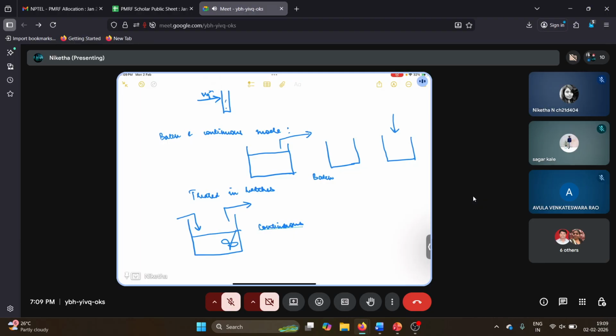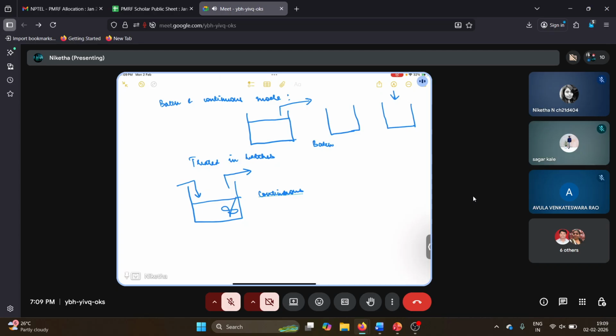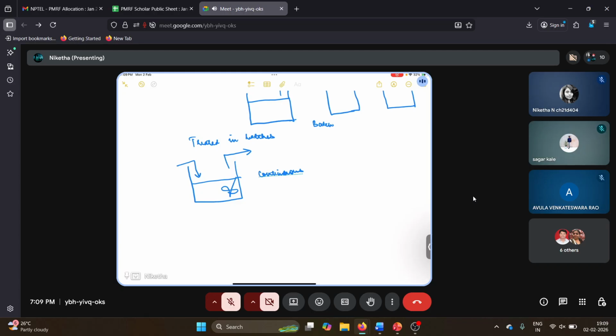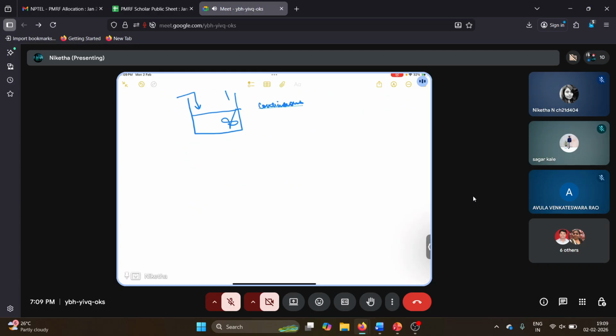So there are these two modes of operating the ion exchange process. In a batch ion exchange process, we take a fixed volume of wastewater that needs to be treated, and then we add the resin or the membrane that needs to exchange ions with the ions present in the wastewater, and then it is continuously stirred.